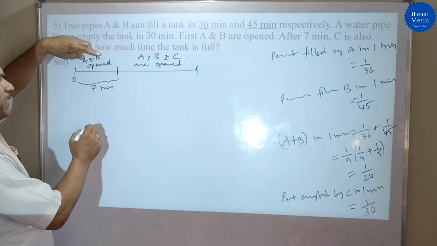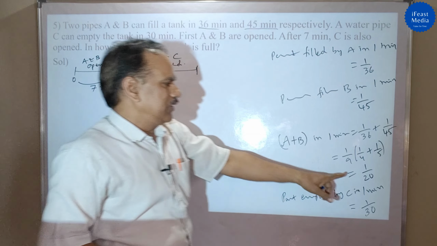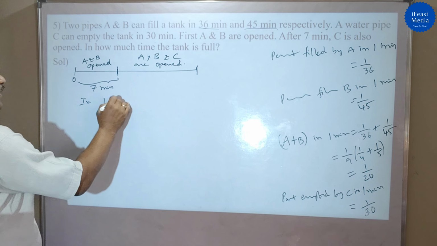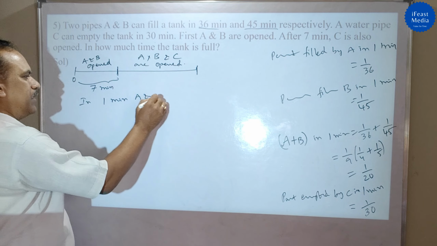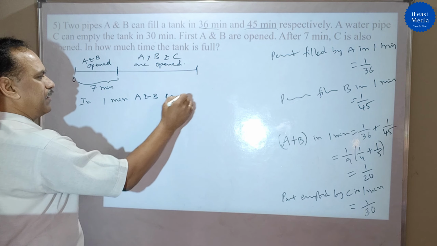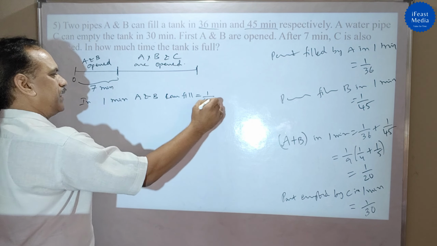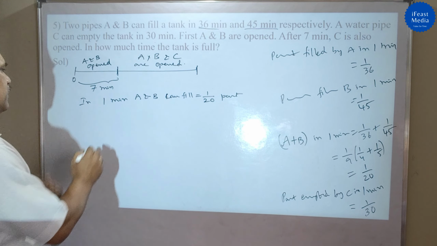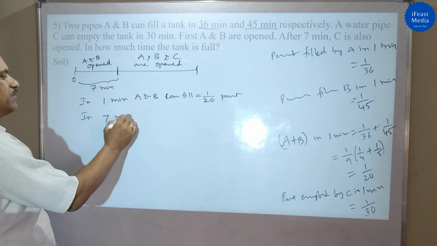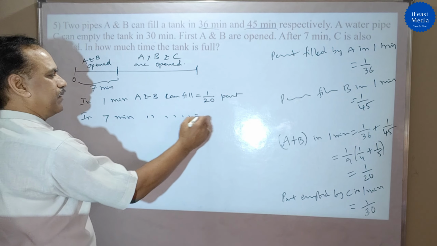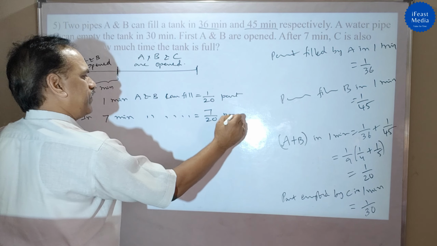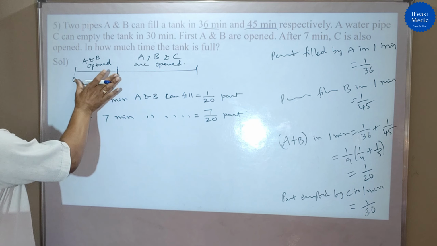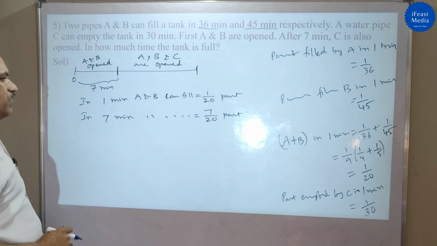Here A and B can fill 1 by 20 part of the tank in 1 minute. But they are open for 7 minutes. So in 7 minutes A and B can fill 7 by 20 part of the tank. So this part filled by A and B is 7 by 20.